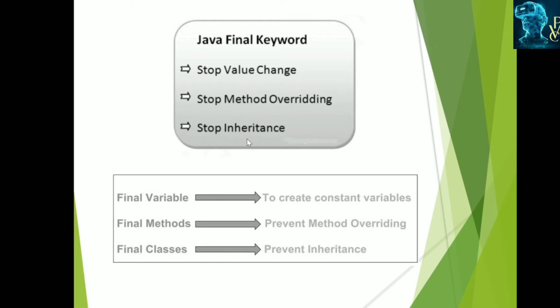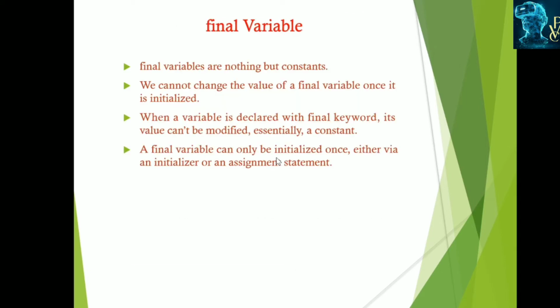In Java, the classes can be reusable. In object-oriented programming, reusability is one of the major concepts. So one class can be used many times as you can create new classes. But when we declare the class as final, it stops the inheritance, means it prevents the inheritance. So we learn in detail about this. First, we learn about the final variable.